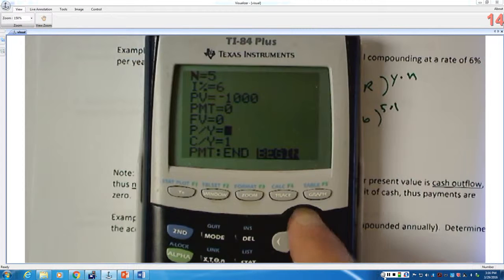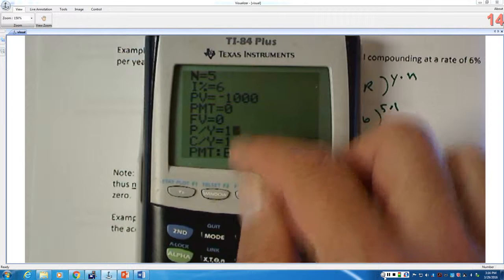For example, if I just didn't put anything here, it's not going to let me move. It wants something there. Okay, so we move it down. Now that's going to be the number of compounding and the years. In this case, what we have is 1 year. We're compounding 1 year. And these two should always be the same.